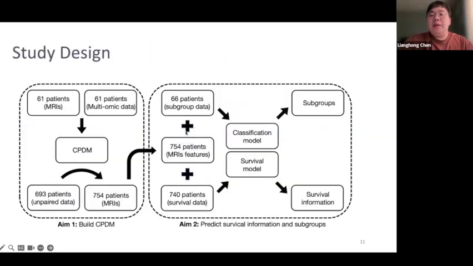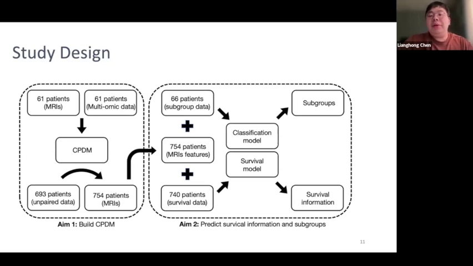Then our study is designed as two parts according to our aims. We first use MRI and multi-omic data of 61 common patients in TCGA and TCIA to train our diffusion model. We use the well-trained diffusion model to synthesize the MRIs for 693 patients in TCGA without MRIs. Then all 754 patients from TCGA will have MRIs.